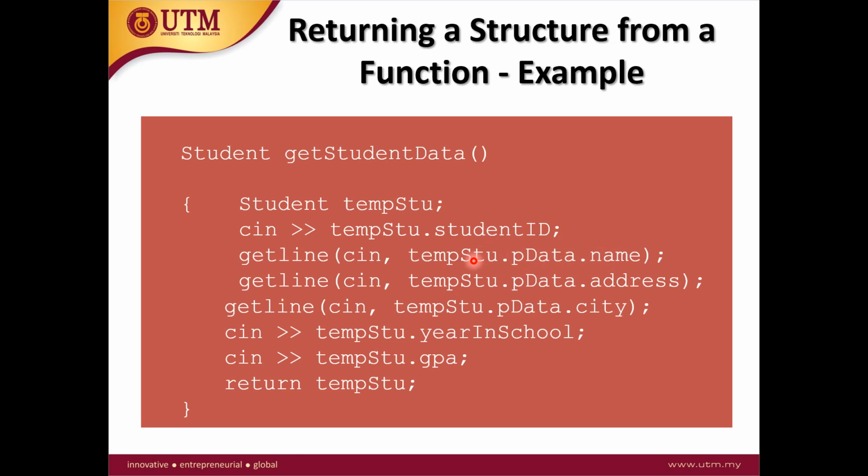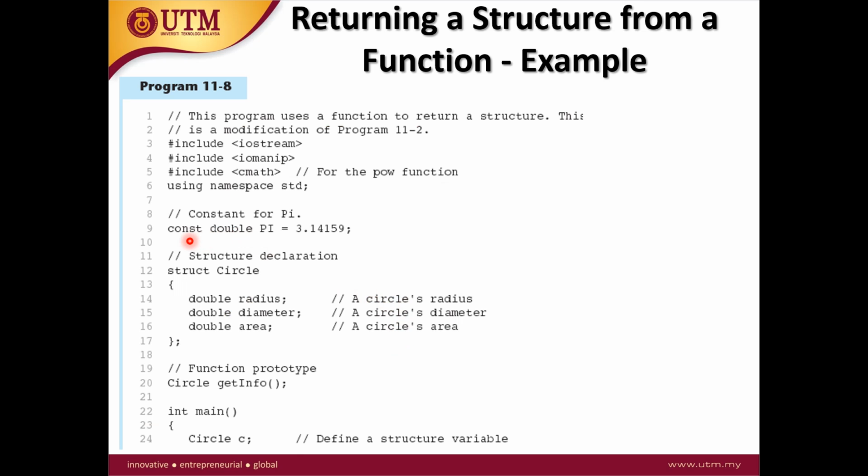Okay, as we said, we've got the nested structure, and for this one as well, and the year in school, temporary student dot GPA, and then we are returning what? Temporary student, which is the tag name. And in this example, constant double pi equals that value 3.14, and we've got this structure which we've declared, and it is circle, and the parameters are radius, diameter, and the area. And look, we are defining this function circle, which is the tag name, and get info is the name of the function.